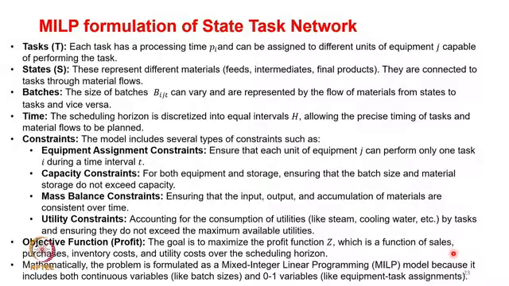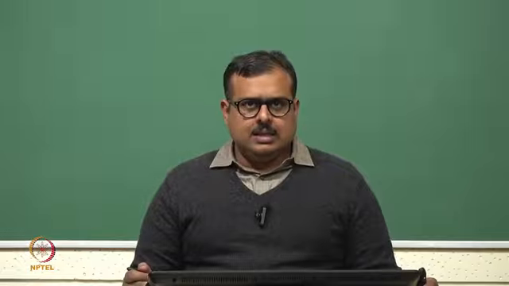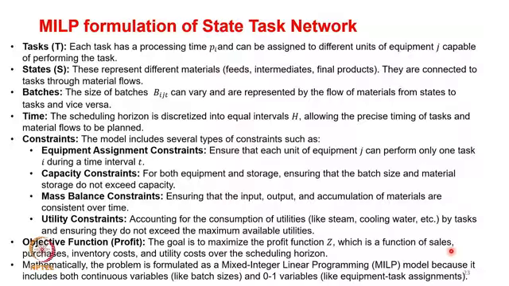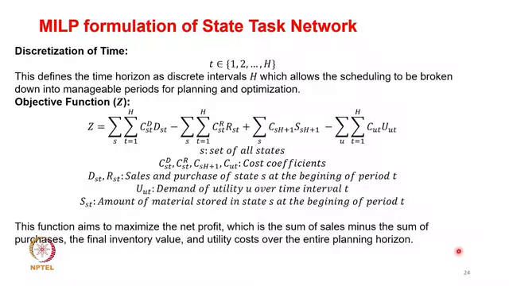And what is the objective? The objective function is always about profit. You have to maximize the profit function J, which is of course a function of sales, purchases, inventory cost and utility cost over the scheduling horizon. Mathematically, this problem is formulated as a mixed integer linear programming problem because it includes both continuous variables, like batch information, and binary variables, for instance, task assignments and equipment assignments.